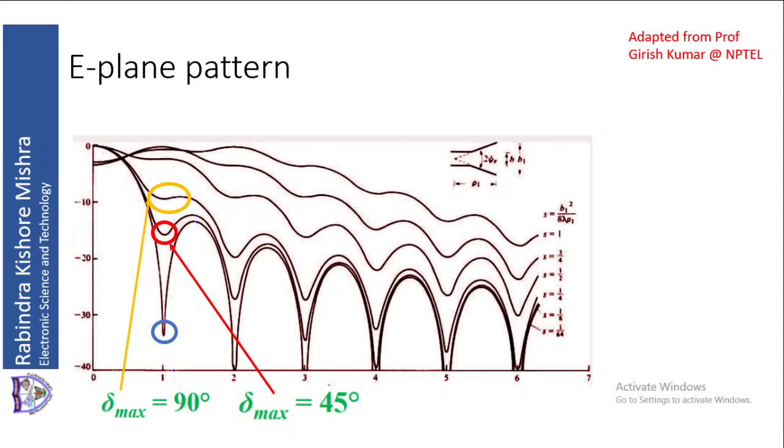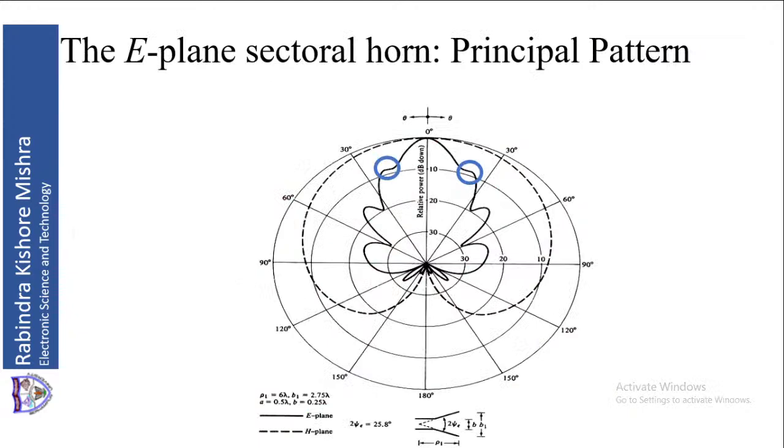The same thing we can see in the polar plot. If you look at the polar plot, you can see the shoulder. Shoulder is around 10 dB. There is a shoulder on both sides, and the null is not well defined because of the shoulder. So we actually require a lesser phase error for a better principal pattern radiation.